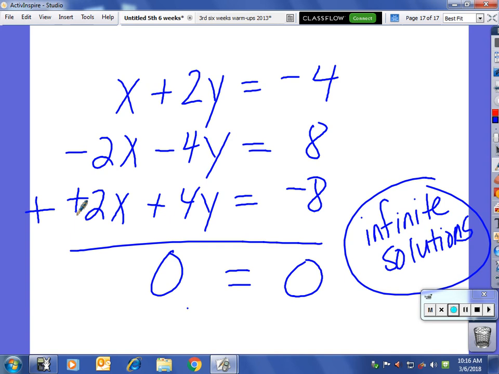Multiply the whole equation, the top equation, by positive 2. This became 2x plus 4y equals negative 8. The x's do cancel. I had it written wrong. Again, I made another mistake. Yeah. Let me just stop the recording right here.